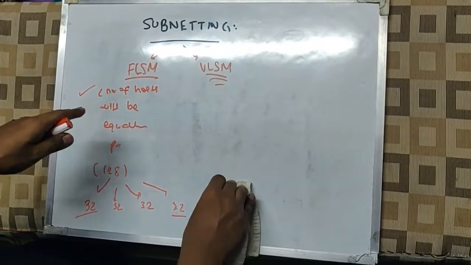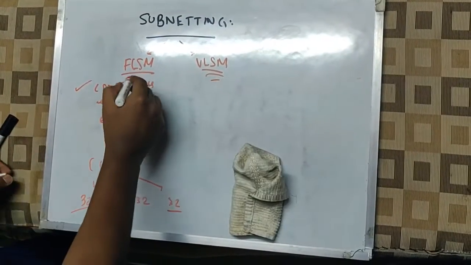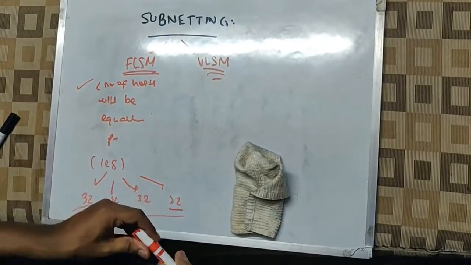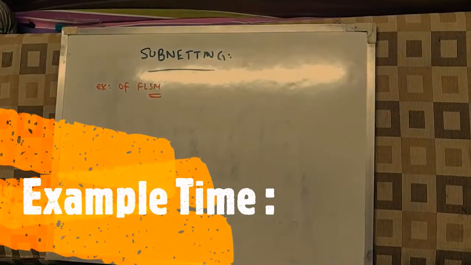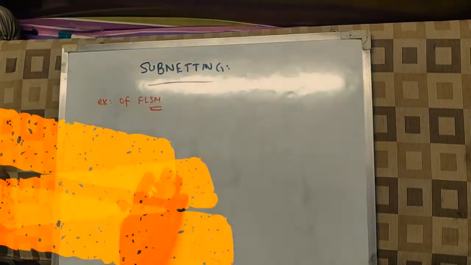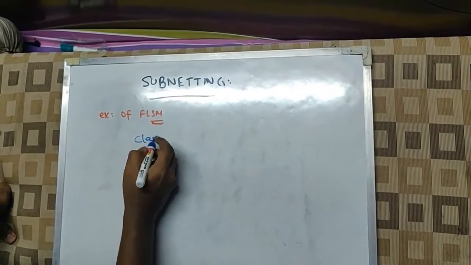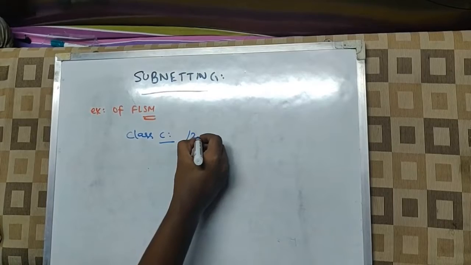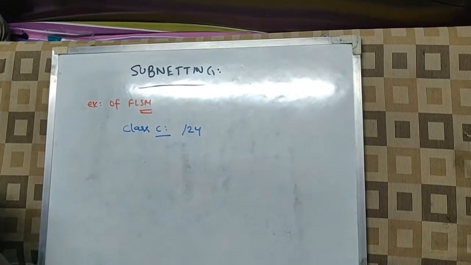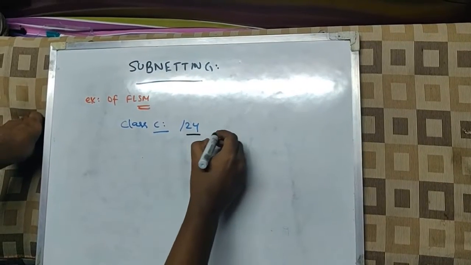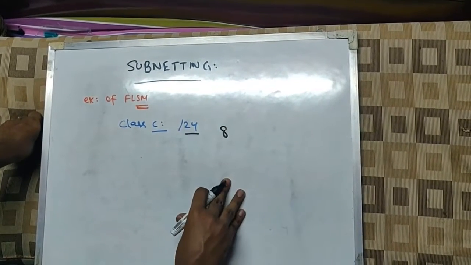Now we'll understand how we apply FLSM and how we exactly make these partitions with the help of a detailed example. We'll take an example of how we implement FLSM mathematically. Let's take class C for example. We all know that class C is represented by /24, in which 24 denotes the number of bits we take for the network part and the remaining 8 bits for the host part, right?